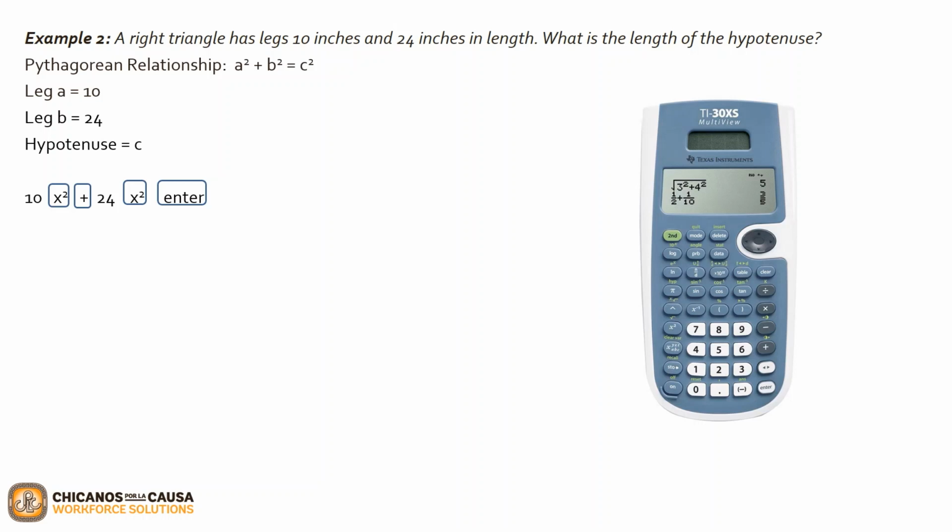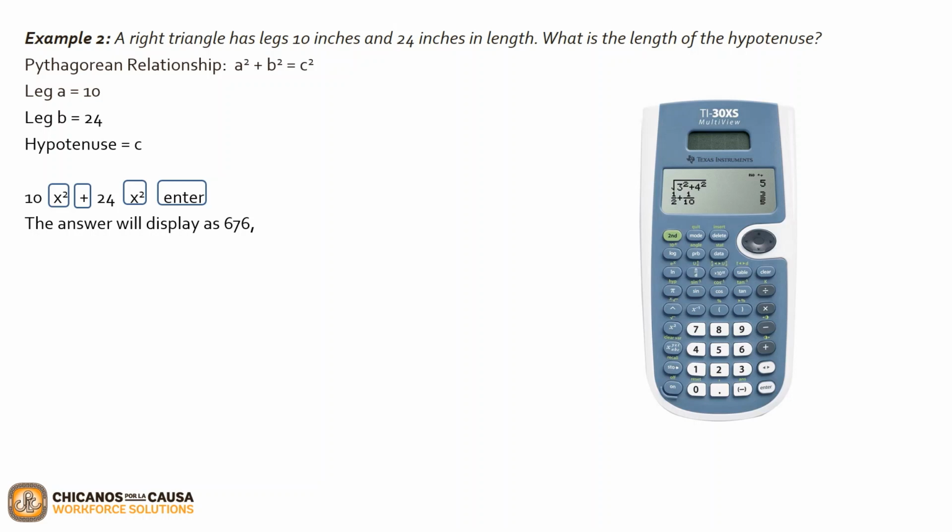So leg A, we have 10, and you're going to take it to the second power. Then you're going to add it to leg 2 that you're also going to take to the second power. And then you're going to push enter. So when you press enter, your display is going to state 676. However, that is not the answer because remember we have c squared.